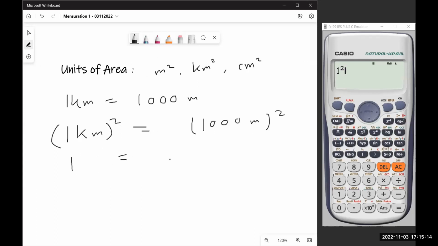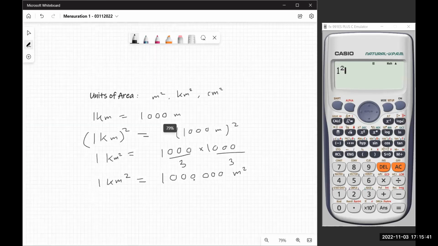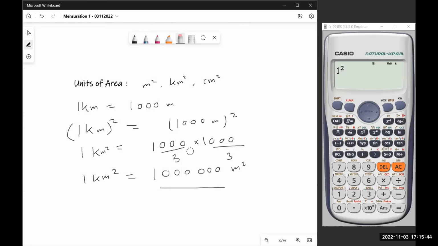And what is 1,000 square? 1,000 into 1,000, right? 10,000? What is 1,000 into 1,000? No, not 10,000. It's 1 million. How many zeros do I have here in the first one? Yes, 3. 3 and 3. So the answer will be 6 zeros. Meter square. So 1 km square is equal to 1 million meter square. But do you understand how we got this now? All I did was I squared both sides.